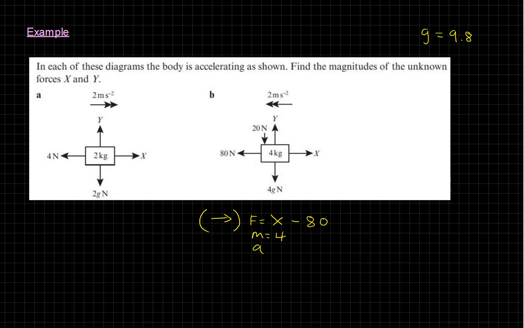My acceleration, okay, and then we've got to be a bit careful here. What is acceleration? If I'm taking right as positive and it's 2 meters per second squared going left, then that means acceleration must be -2 because it's going to the left. Okay, acceleration equals -2. So put all that together and we end up with x minus 80 equals m times a, and that implies that x is equal to 72.